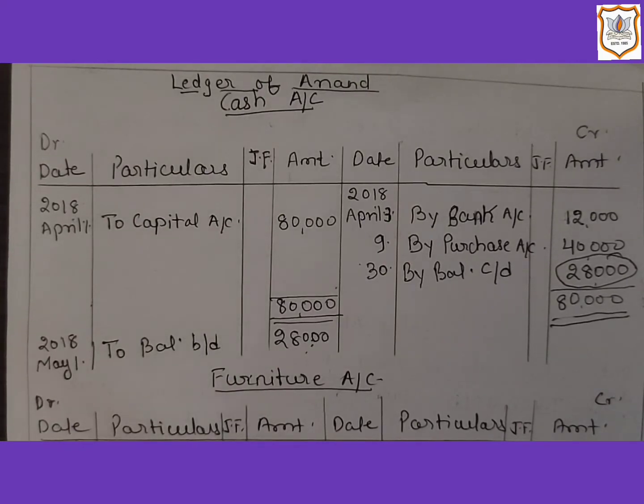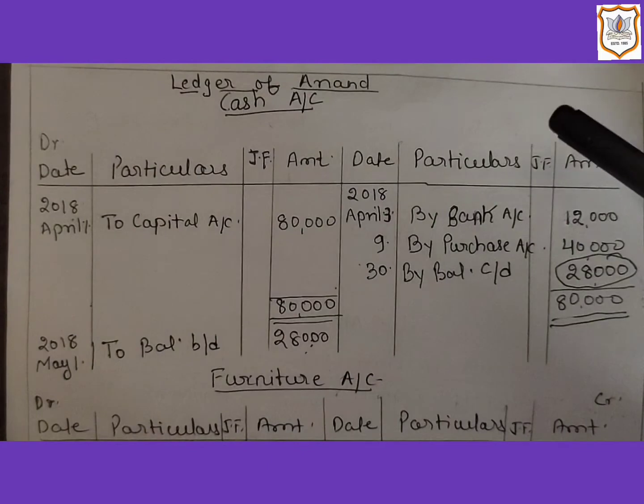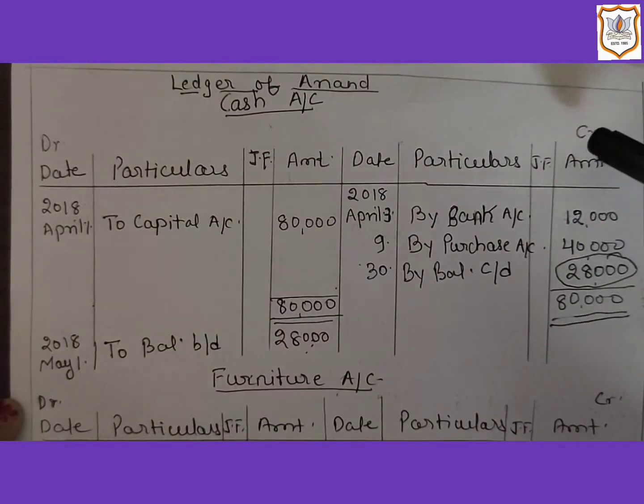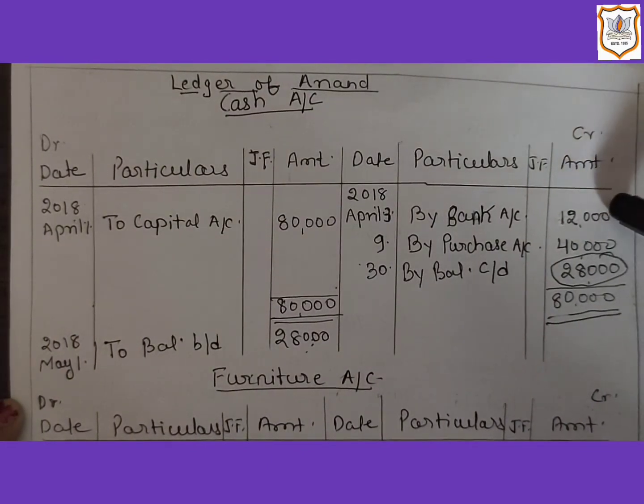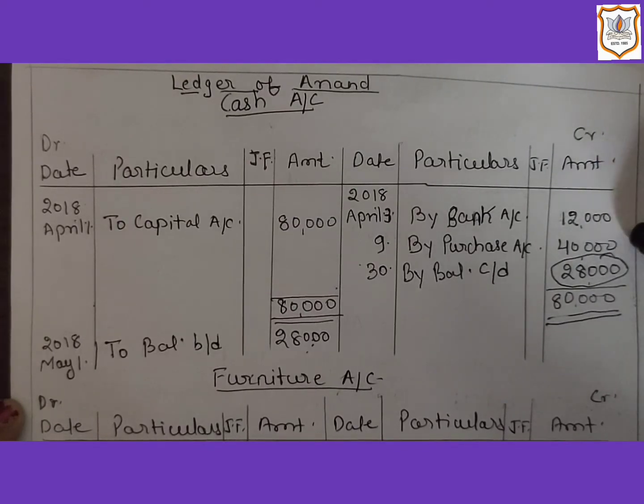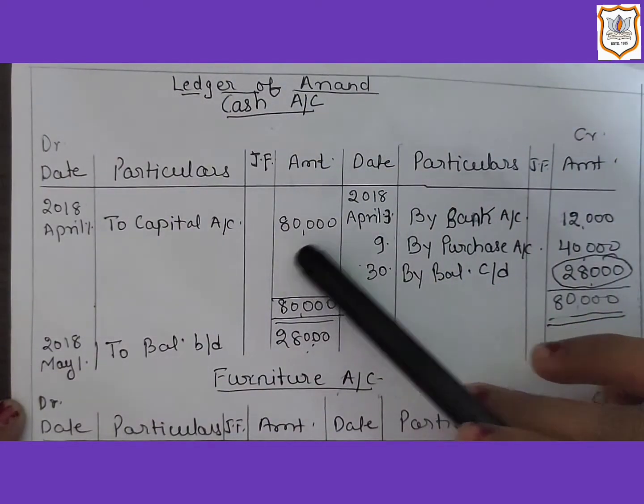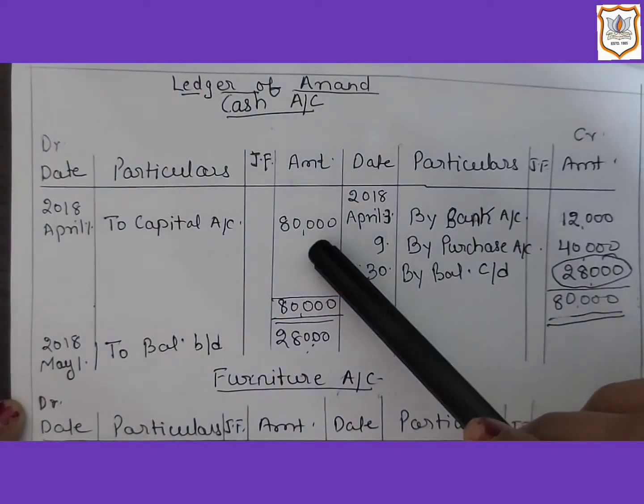Or we can say that the process of preparing a summary of an account at the end of a certain period is known as balancing an account. That is, finding out the balance of that account. Now, as you can see in the cash account here, on the credit side, we have two amounts, 12,000 plus 40,000. That comes to 52,000. And on the debit side, the amount is 80,000.